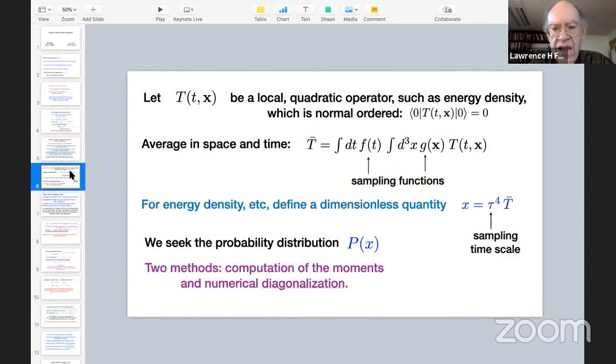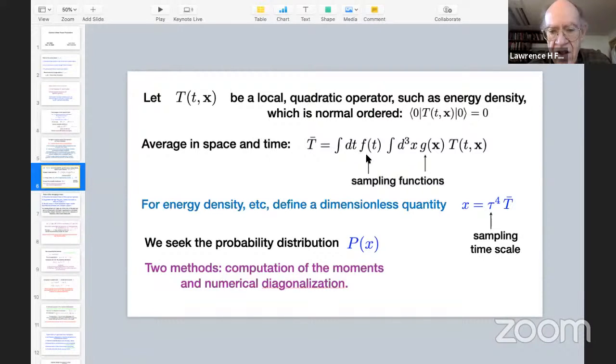Okay, so let's now imagine that we take some local quadratic operator, such as the energy density or squared electric field operator. I'll write it down, and we imagine we're in a vacuum-like state. Right now, I'll talk in flat space-time, but everything I'm saying can be generalized fairly easily to curved space-time. But let's imagine explicitly flat space-time. Let's average this both in time and in space, although we could always get rid of the spatial averaging if we wanted to.